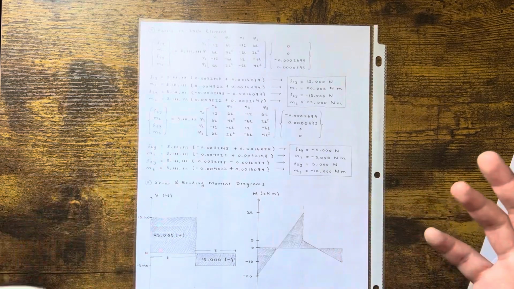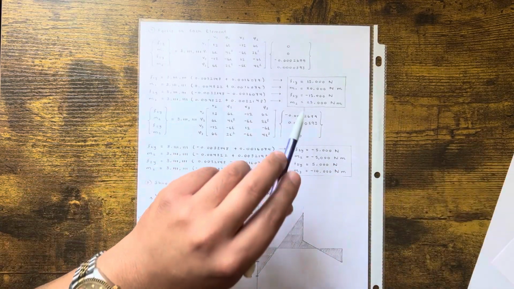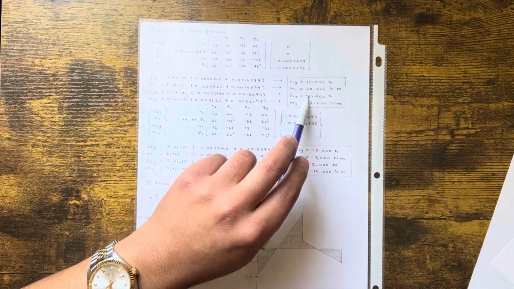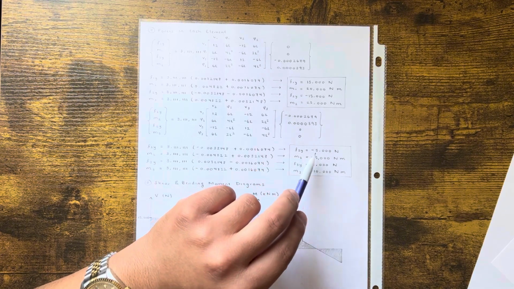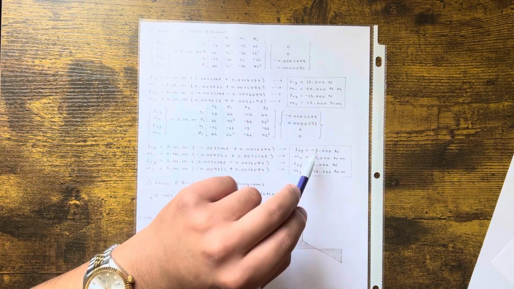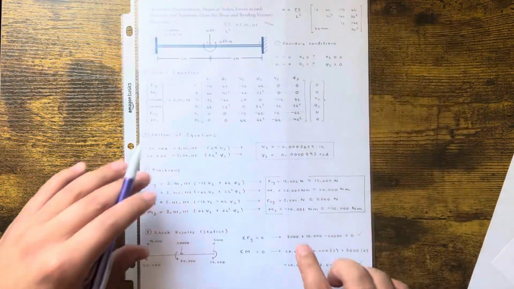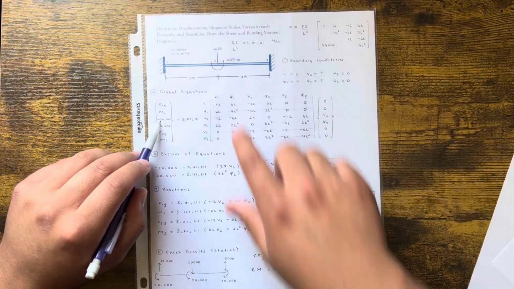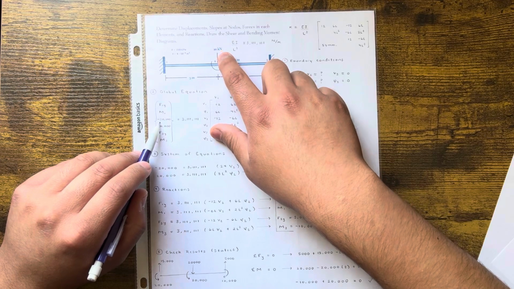F2y's, it's usually the ones that get shared, right? So F2y is negative 15,000 here, and then we have another one here, negative 5,000. Add both of them, you get negative 20,000. Is my big F2y equal to negative 20,000? Yes, it is. It's right there.